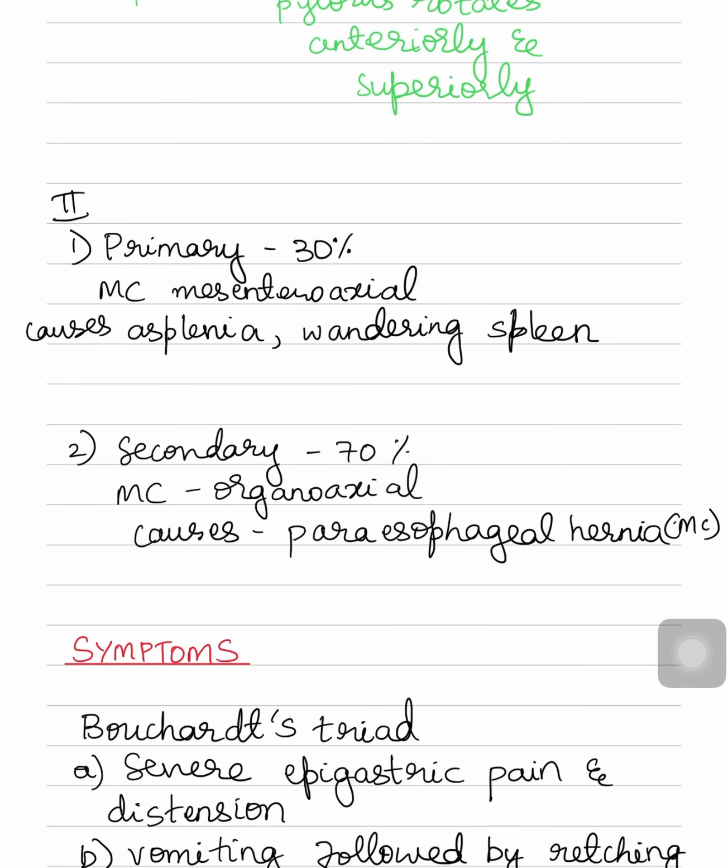Coming to the next classification, whether it is primary or secondary. Primary is seen in 30% of patients. The most common variety is mesenterico-axial. Here the causes are asplenia, wandering spleen, or congenital defects in the ligaments which support the stomach. The secondary is the most common, and in that organoaxial is most common. The most common cause is paraesophageal hernia.